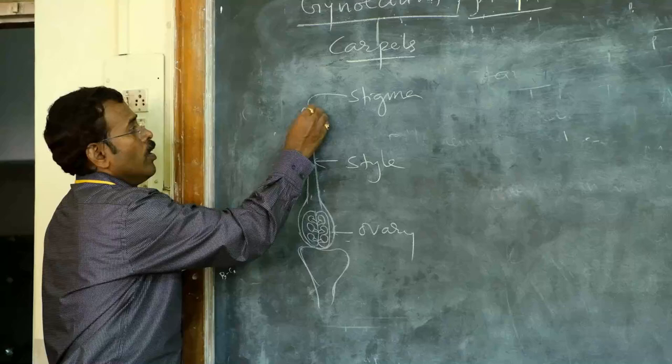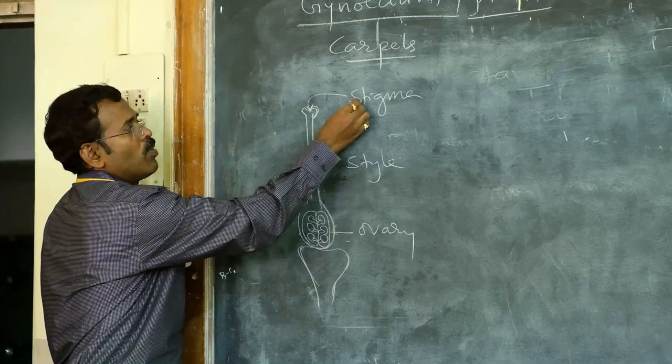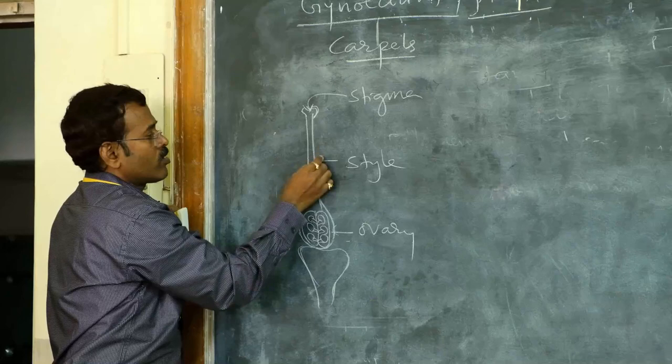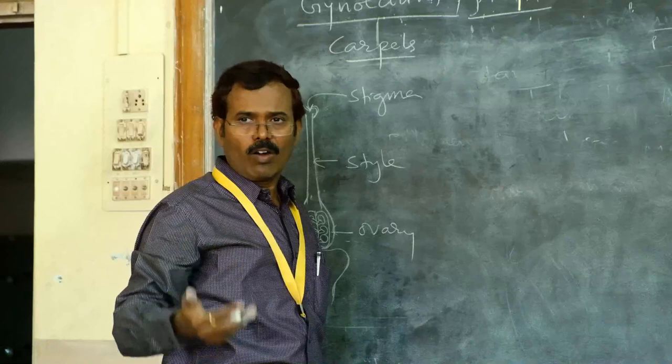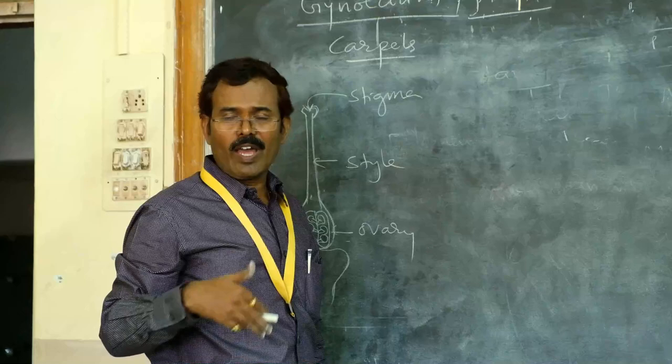The receptive part, which is going to receive the pollen grains after pollination, is known as the stigma. The ovary is connected to the stigma by a long tubular structure called the style. The number of carpels may be variable. If one carpel is there, it is monocarpellary; two, bicarpellary; three, tricarpellary; five, pentacarpellary. If the carpel number is more than five, it is called multicarpellary or polycarpellary.